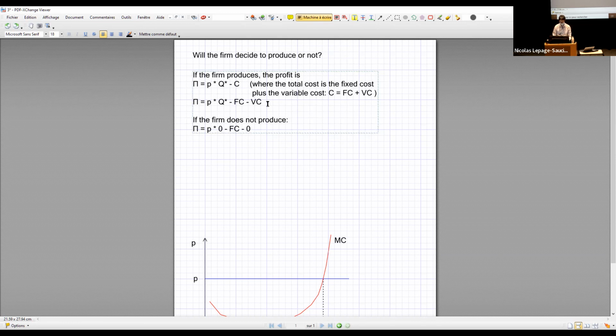So the decision: the firm produces if this is bigger than this, which is just equal to minus fixed cost.